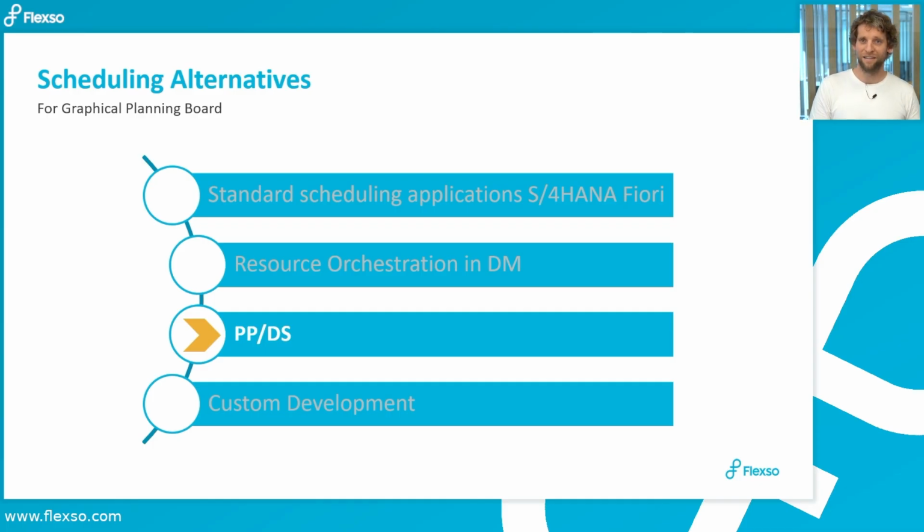Leaving that one behind, now going to our next scheduling alternative, we go to PPDS. Again, an acronym, sorry. PPDS stands for Production Planning and Detailed Scheduling, which is already an indication that we are not only talking about scheduling here, but it can actually do a lot more than just scheduling. We will not go through all of what it can do, but this is basically, from a functionality point of view, the best-in-class solution that SAP has to offer.